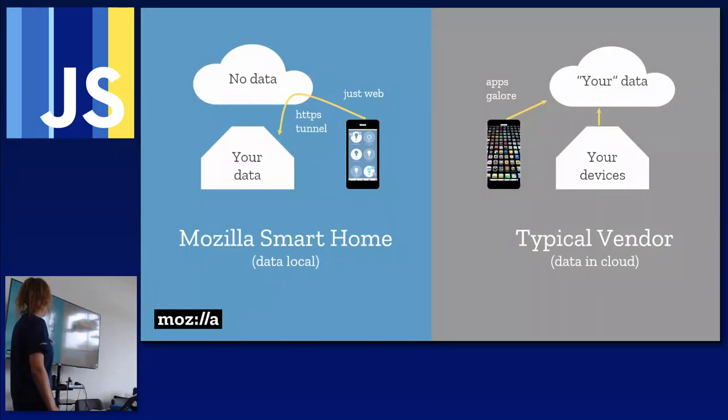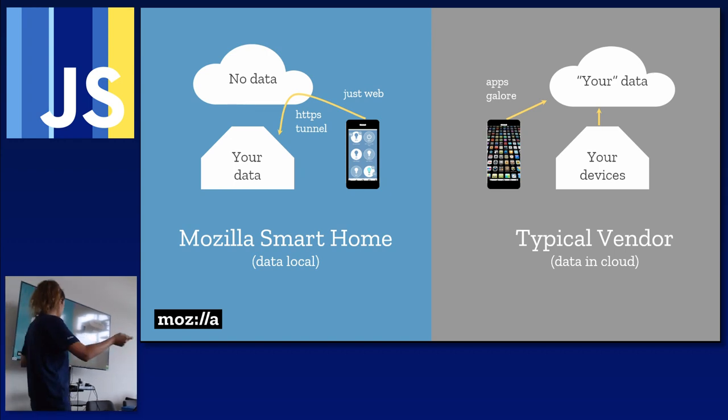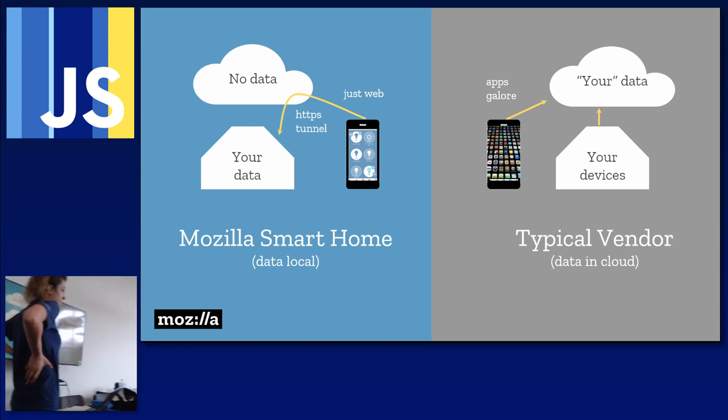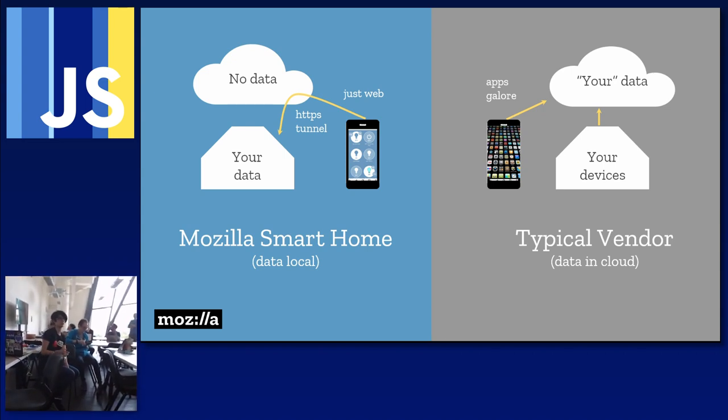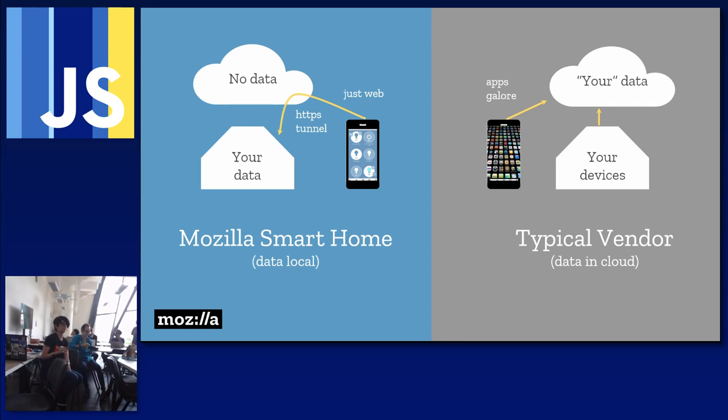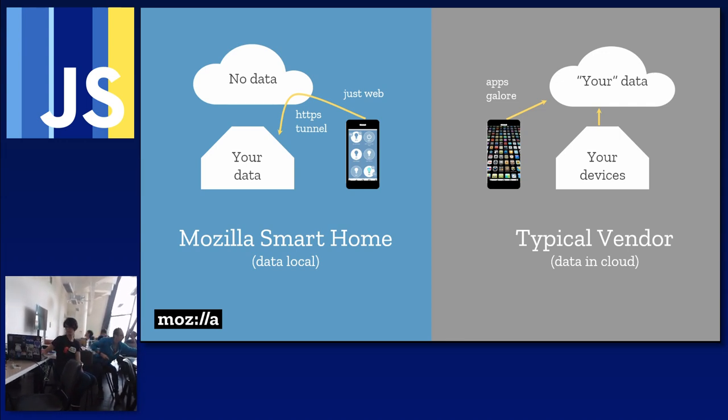And what's different about Mozilla Smart Home is that the typical vendor keeps your IoT data on an IoT cloud, whereas for Mozilla there is no data, and you create your own user name and password. So all you need is a Raspberry Pi, and your data is stored locally, so there is nothing stored on the cloud.